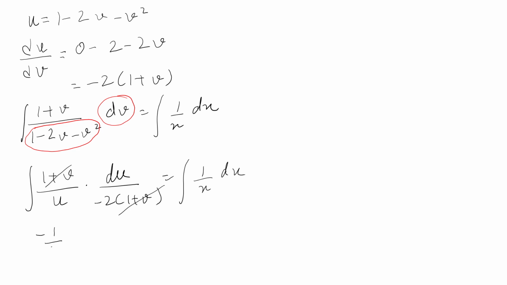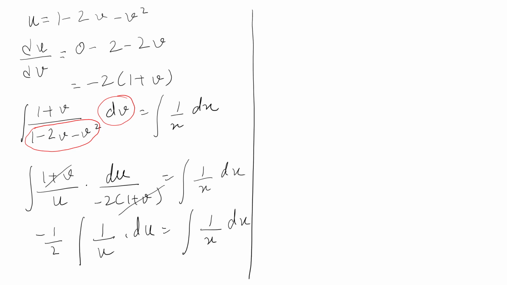My right hand side will be the same. I can take minus 1 by 2 common. I am solving step by step. Now if we integrate both sides, we know the integral of 1 upon the function is ln. So I can write minus 1 by 2 ln modulus u is equal to ln modulus x plus c. Don't forget to put this c.